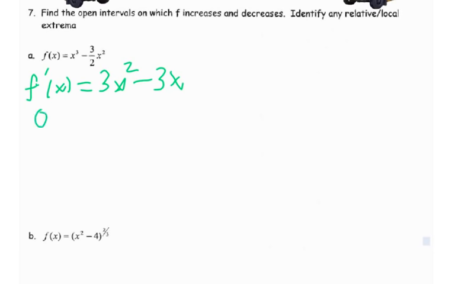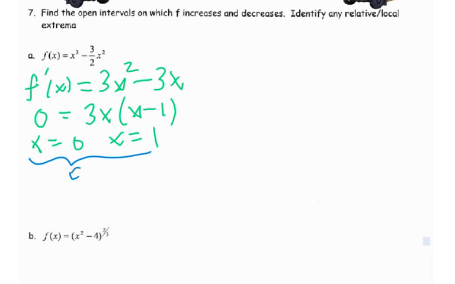Then we're going to set the first derivative equal to 0 to get critical numbers. I'm going to factor a 3 out of that binomial. My critical numbers are x equal to 0 and x equal to 1. Now, the next part we have not done yet. We've done it informally, but not really formally. Those critical numbers, and I did not write that, but we have two critical numbers.